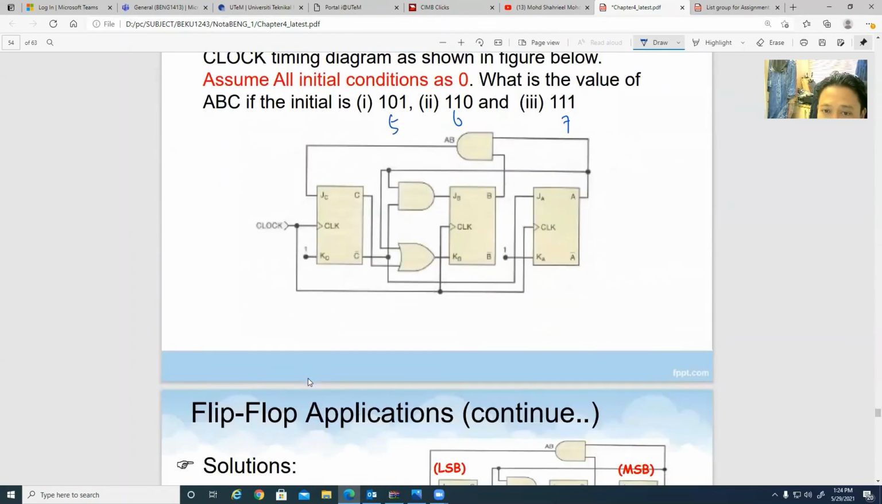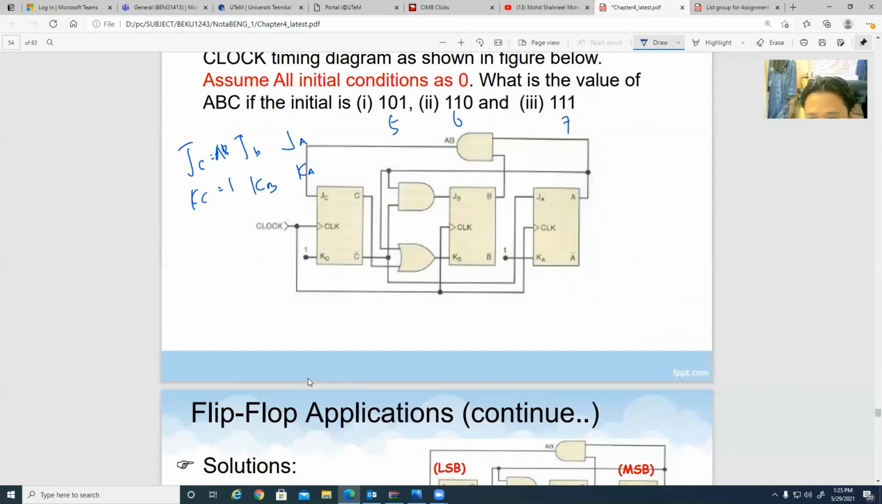Right, so the first step you have to find the JA, KA, JB, KB, JC, KC here. You have to get the Boolean equation. So for JC, actually, it is AB. And then KC is a 1, okay, KC is 1 here.